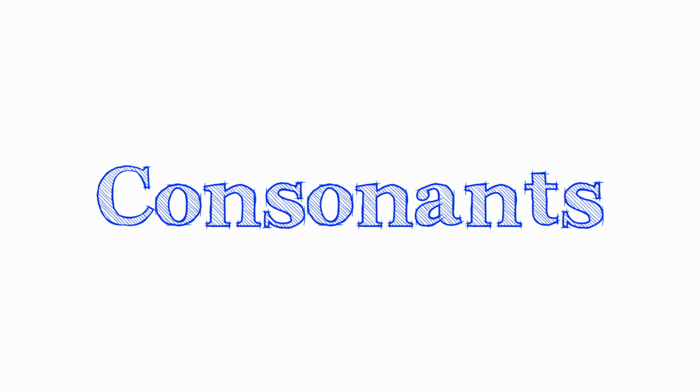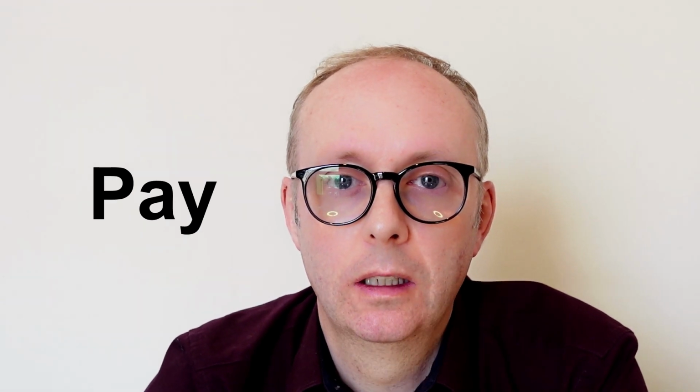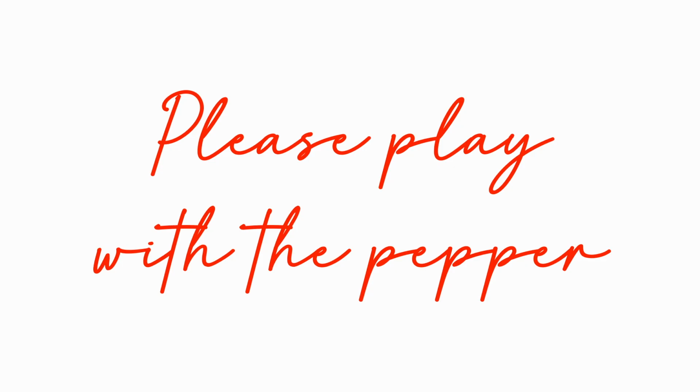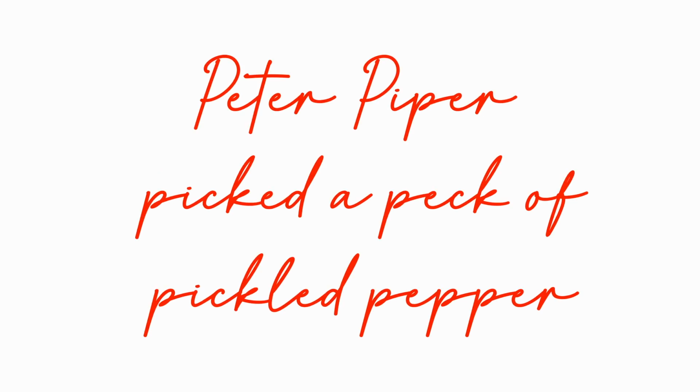So now we have consonants, which make up more than half of the British sounds, 24 consonant sounds. P: pay, play, please, pepper, please play with the pepper. Peter Piper picked a peck of pickled pepper. See if you can say that.